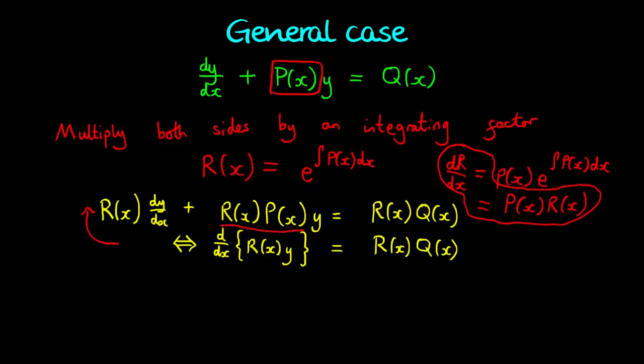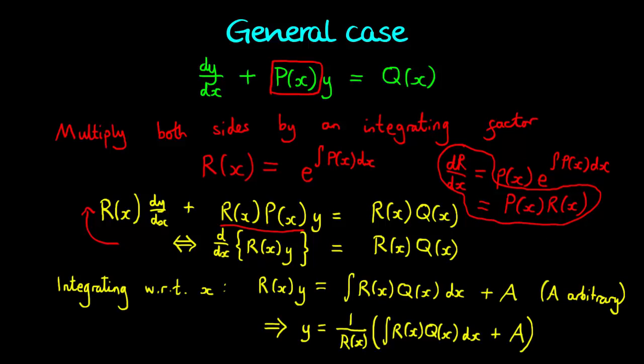And then it just becomes a problem of direct integration. So you can integrate both sides of that with respect to x. On the left-hand side, that's going to undo this derivative, so we're going to have r of x times y. On the right-hand side, we're going to integrate r times q with respect to x, and we're not going to forget that arbitrary constant, so let's call that a.